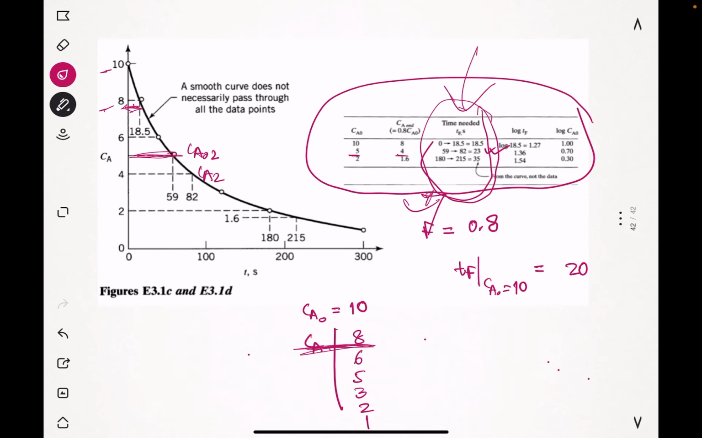And a third data point was selected with a CA0 of 2 and with a value of 0.8 for F. The CA3 would be 1.6, and the time required to go from 2 mole per liter to 1.6 mole per liter is in fact 35.